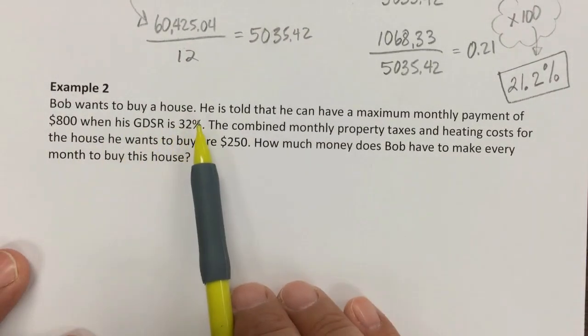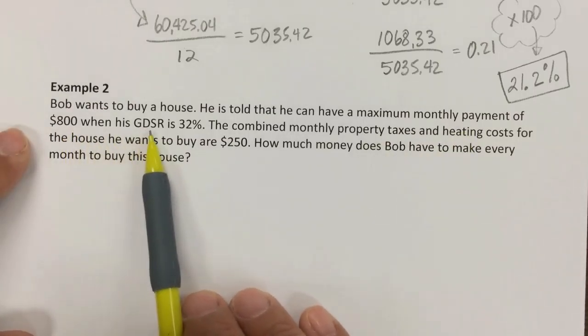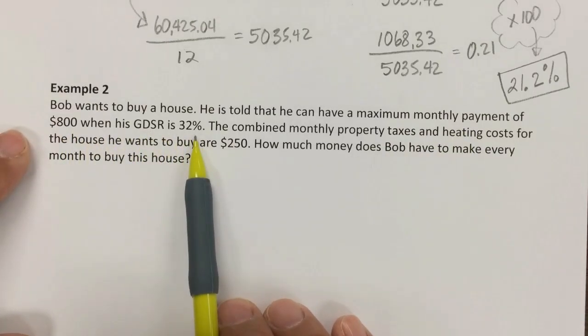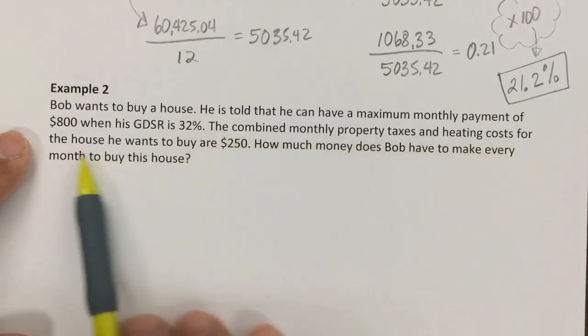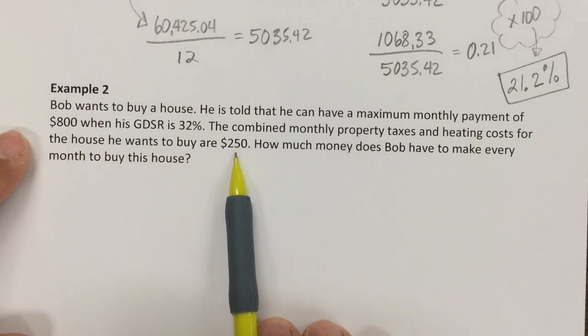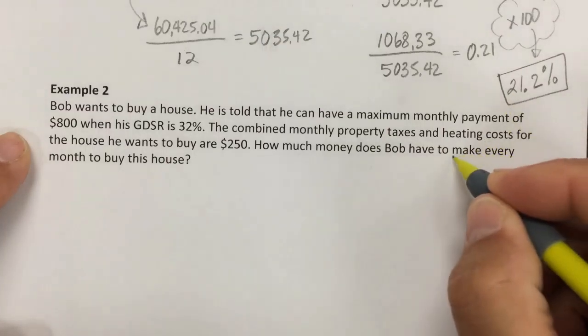Bob wants to buy a house. He's told that he can have a maximum monthly payment of $800 when his gross debt service ratio is 32%. The combined monthly property taxes and heating costs for the house he wants to buy are $250. How much does Bob have to make, or maybe the word earn, every month to buy this house?